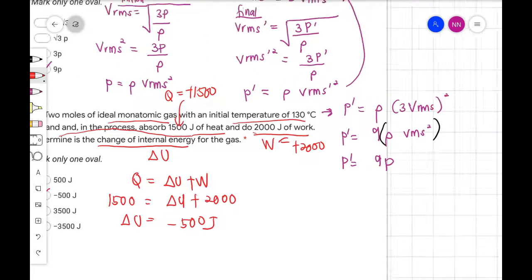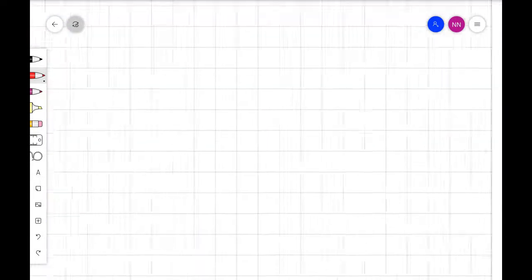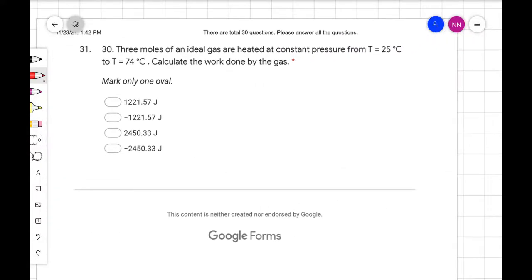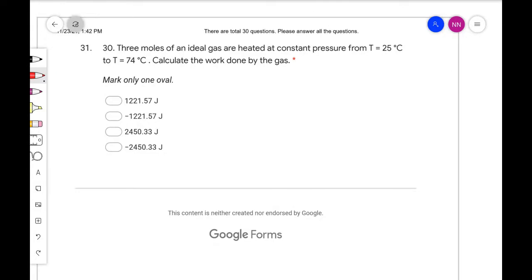Okay, last question, number 30. 3 moles of an ideal gas are heated at constant pressure from T1 25 degrees Celsius to T2 74 degrees Celsius. Calculate the work done by the gas. So this is an isobaric process, okay, because it occurs at constant pressure.